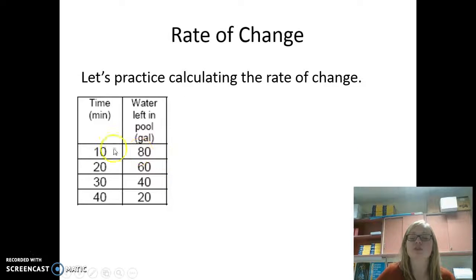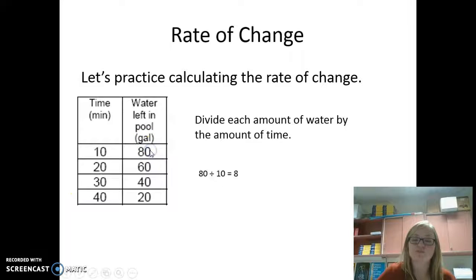So here's an example of rate of change. The x is always on the left and the y is always on the right. So in this case, we're going to do the water divided by the time that it takes to fill the pool. So 80 divided by 2 is 10, or 80 divided by 10 is 8. The next one would be 60 divided by 20, which is 3. Already you can see they do not equal the same number. So this would not be a constant rate of change.